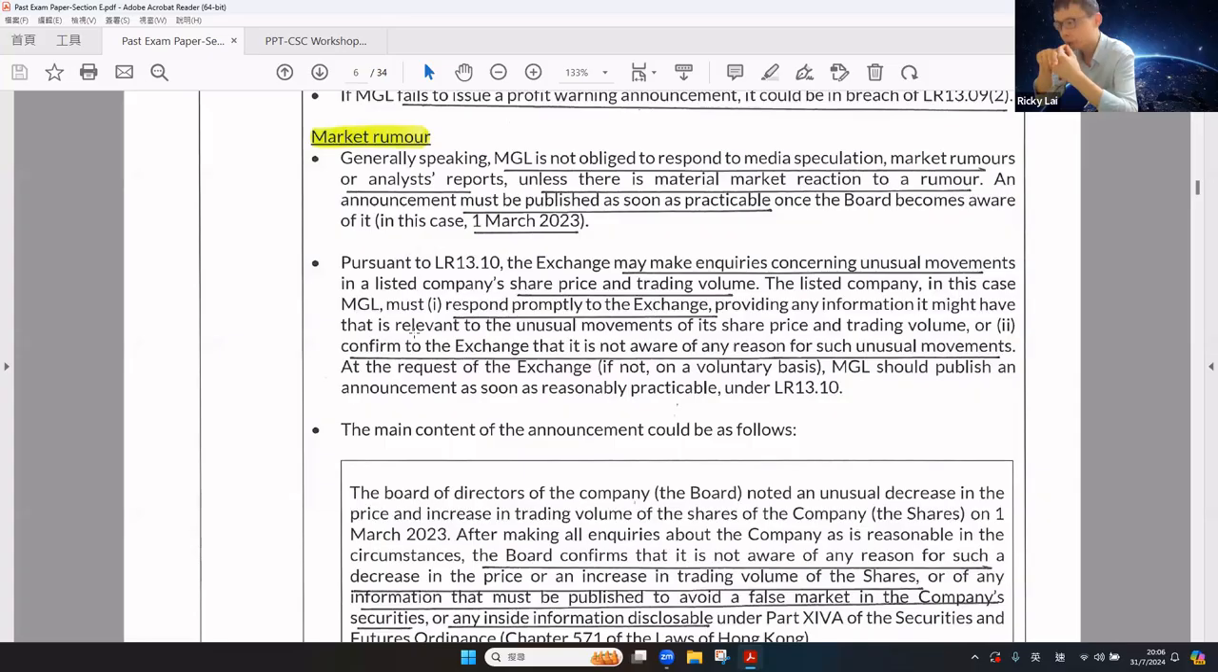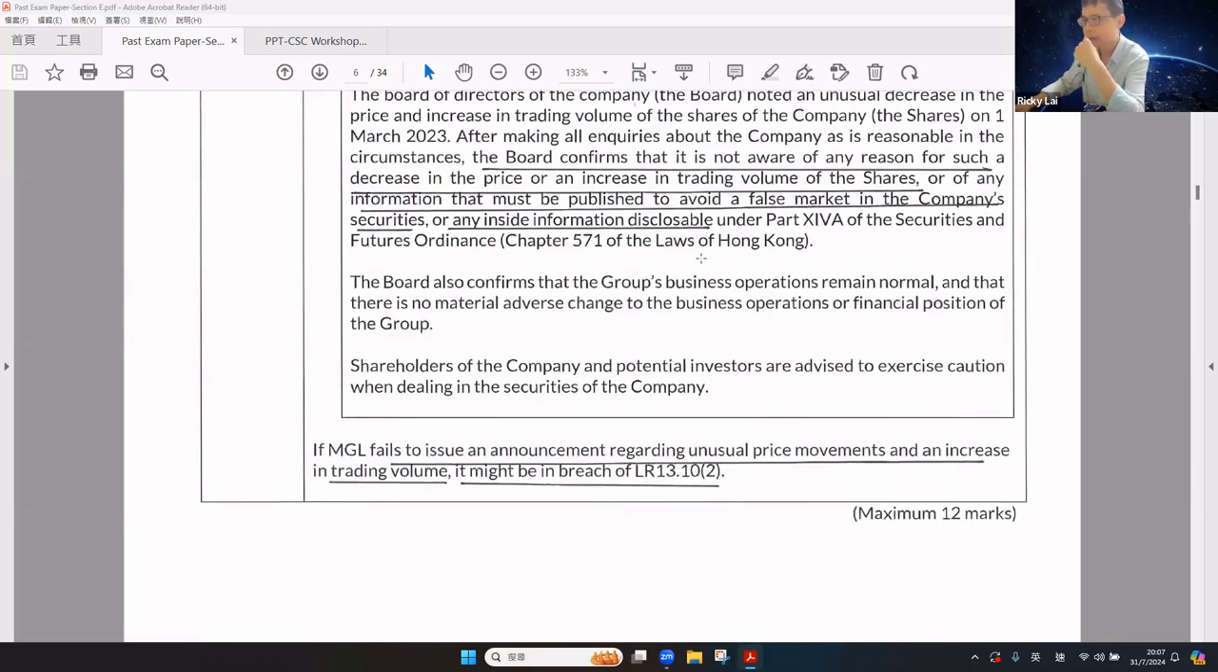Under the rule, the exchange may make an inquiry concerning the unusual movement in share price and trading volume. The company must respond promptly to the exchange, provide any information it may have that is relevant to the unusual movement of the share price and trading volume, or confirm to the stock exchange that it is not aware of any reason for such unusual movement. At the request of the stock exchange, the company will also publish the voluntary announcement. The company should publish the announcement as soon as practicable. Then how to prepare the announcement?